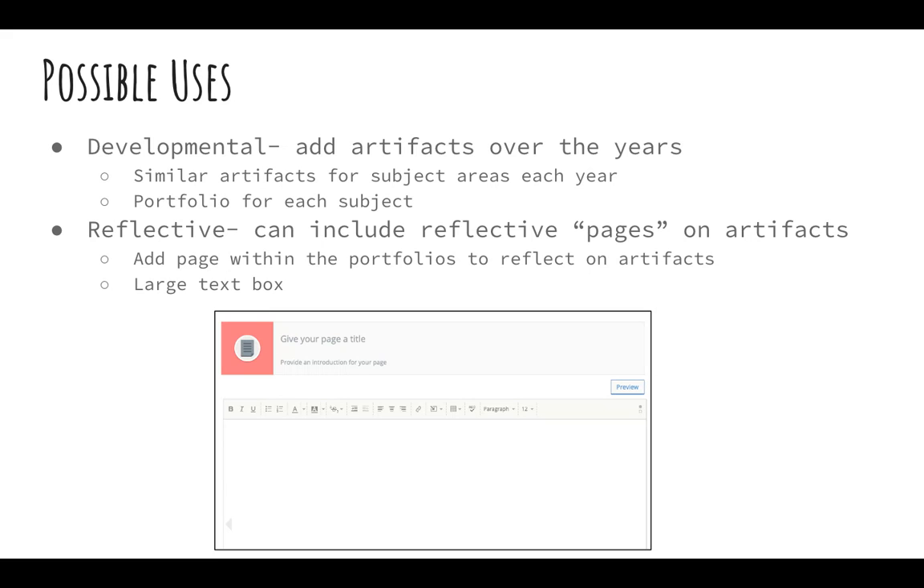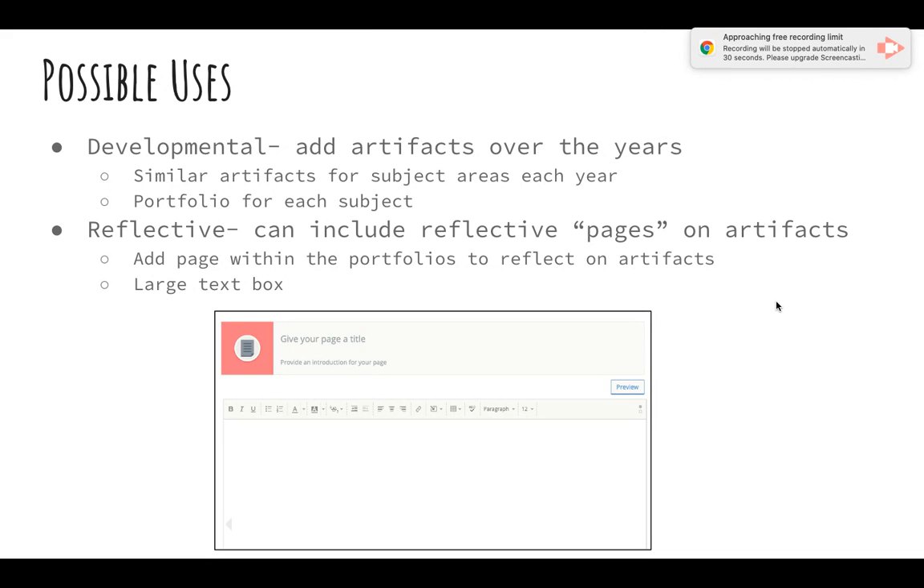Looking at some possible uses, so based on the readings from this unit, I looked at developmental and reflective as possible uses for this e-portfolio. So as a developmental, you could add artifacts over the years. And like I said, it would be good to add similar artifacts for each subject area, and you would need a separate portfolio for each subject. With that, talking about the subfolders, you would just have all the artifacts listed in one of the portfolios. You can't section it off by grade.